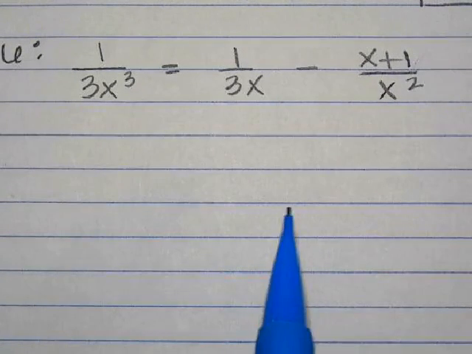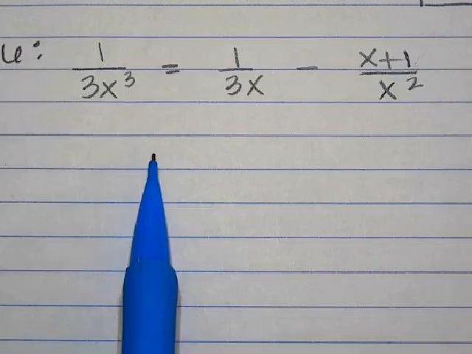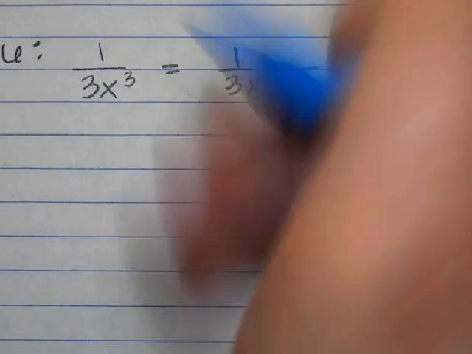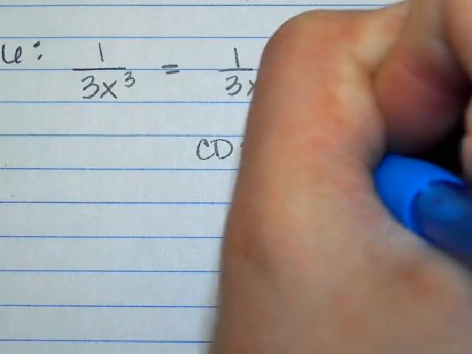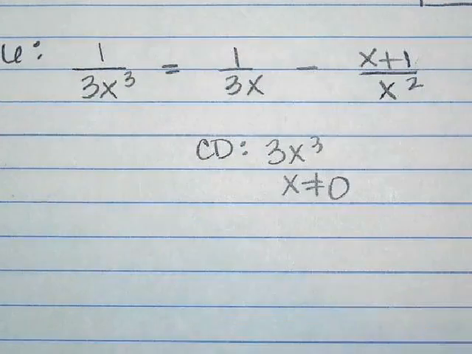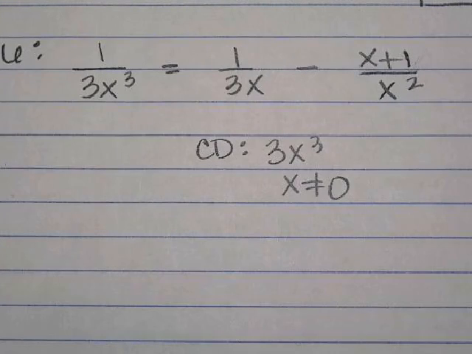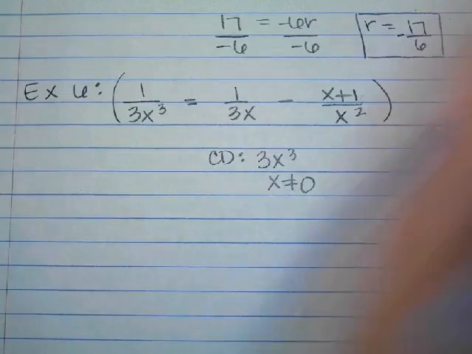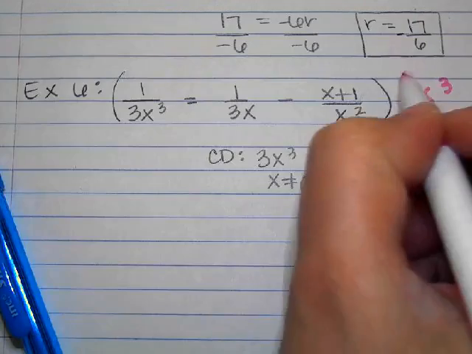Let's move on. All right, look at the denominators, and then let's decide what the common denominator is. 3x cubed. Common denominator is 3x cubed. What's our excluded value? X cannot equal 0, right? Okay. So, goodness gracious. Okay. Alright, so we're going to take the entire equation and we're going to multiply it by what? 3x cubed. And we're going to multiply this one, and this one, and this one.